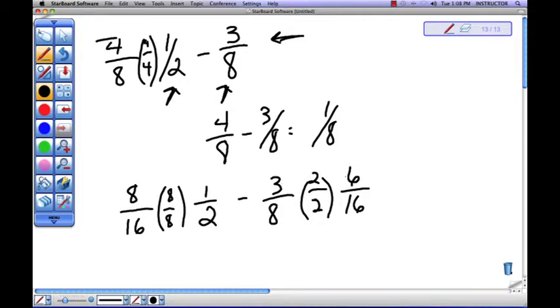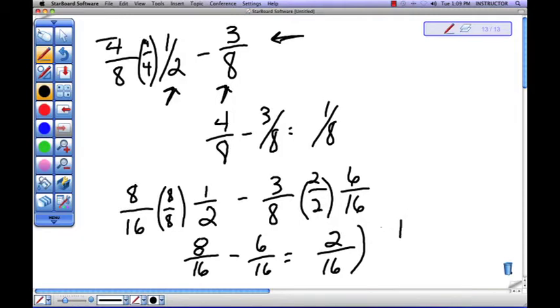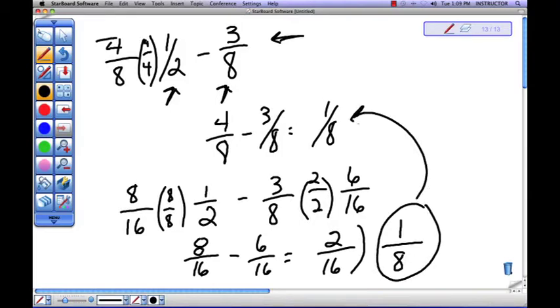2 times 3 is 6. So then I rewrite my new equation. 8 over 16 minus 6 over 16 gives us, the denominator stays the same, it stays 16ths, 8 minus 6 is 2. So our answer is 2/16. But we need to be asking ourselves, can this number be reduced? Well, in fact, you see that it can be. 2 will go into 2 once, and 2 will go into 16 8 times. So here we end up with the same answer that we got here.